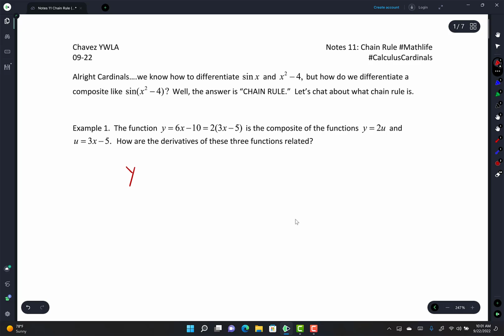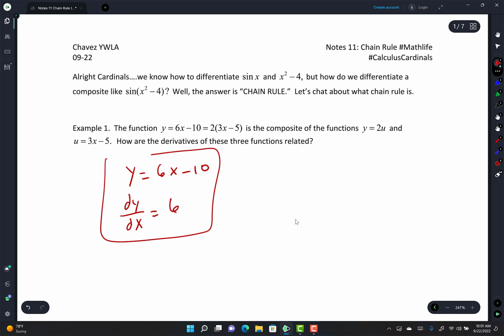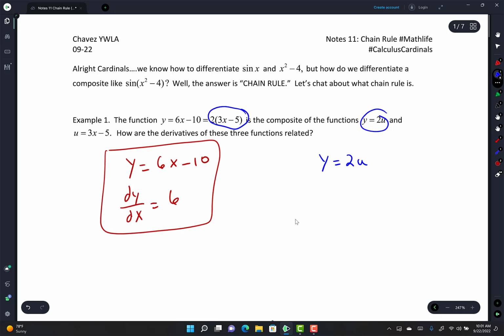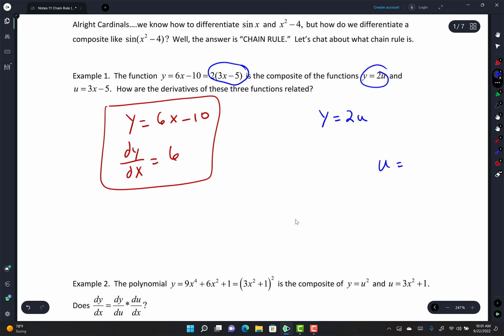So let me just write y equals 6x minus 10, and then just write y prime equals, well, you know what? I'm not going to write y prime. I'm going to write dy dx. There's a reason for that. dy dx equals, what's the derivative of 6x? 6. So there it is. We're done with that. So that's the derivative I better get. Now I'm going to rewrite this part, but I'm going to write it like this. I'm going to go y equals 2u, and I'm going to put u on the side here, where u is equal to 3x minus 5.